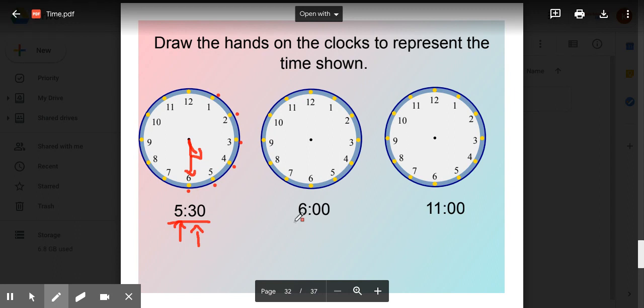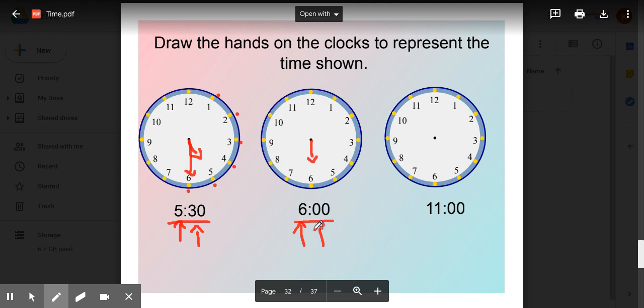All right, now I want you to do this one on your own. Draw the hour and the minute hand so that this analog clock shows 6 o'clock. Ready? Go. All right, let's check your work. So the hour is 6 o'clock.